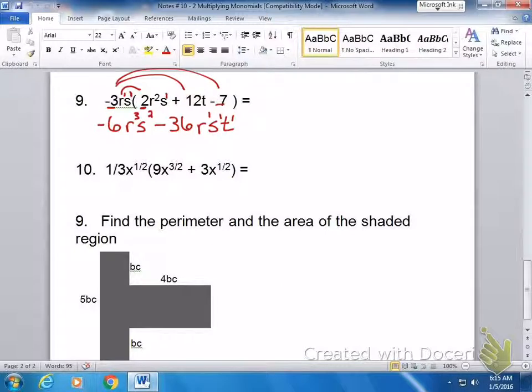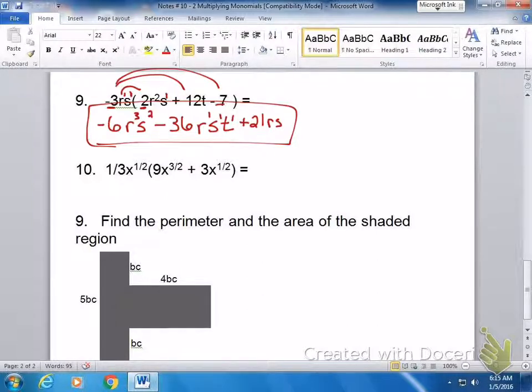Negative 3 times negative 7 is positive 21. 7 doesn't have any variables, so the r and s go on the end. So that one's kind of tricky, guys. It throws a variable into the parentheses that is not outside of it as well. So be careful when you multiply things, all the variables have to be there.